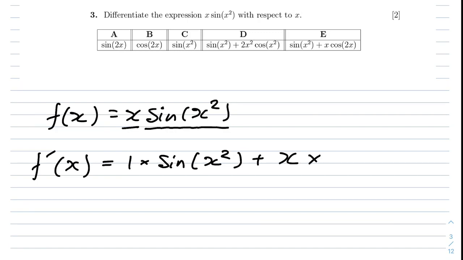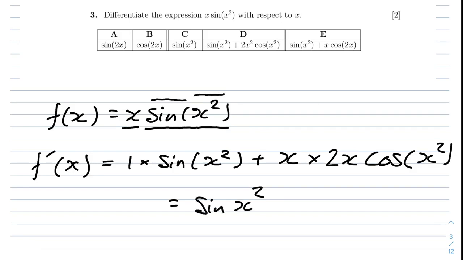So in finding the derivative of sine x squared, what we first do is we differentiate the inside of the bracket, and that gives us a 2x, and then we differentiate the outside of the bracket with respect to what is on the inside. So we treat the x squared as if it was just an x, and that gives us cosine of what is inside, which is x squared. So that gives us sine of x squared plus 2x squared cosine of x squared, which is answer D.